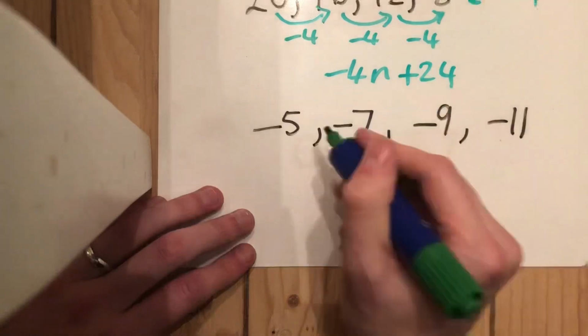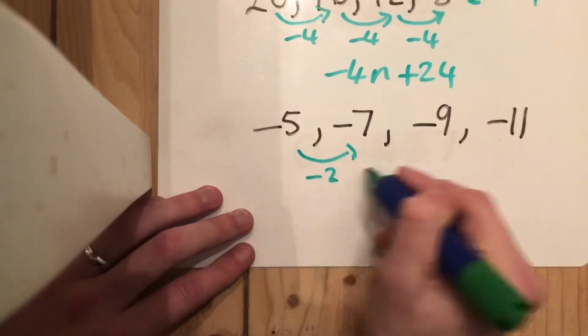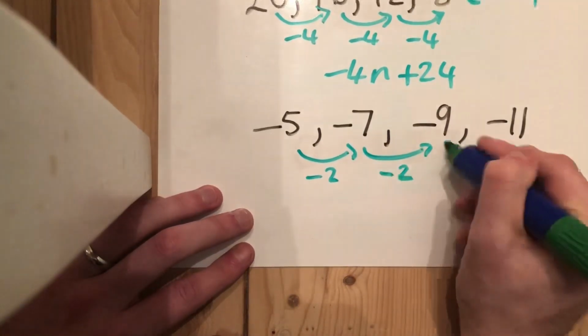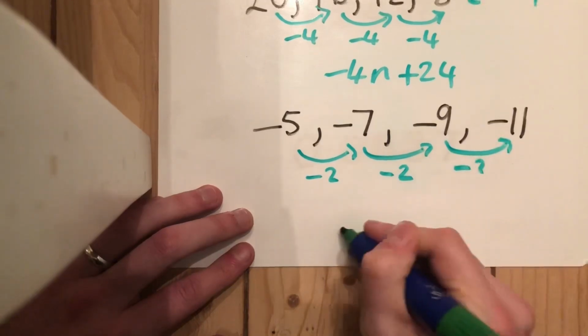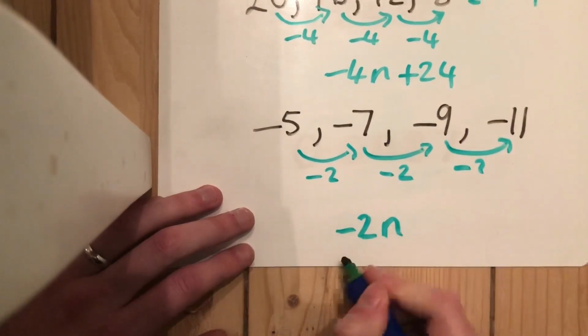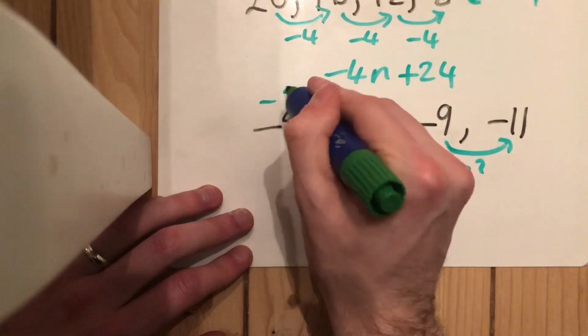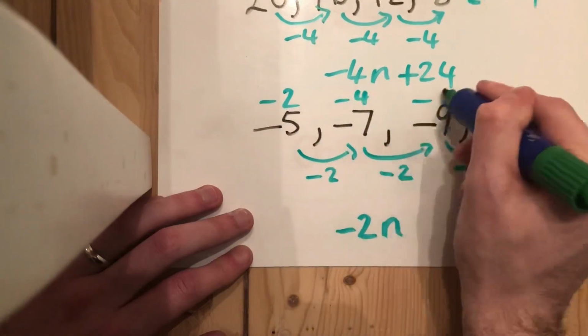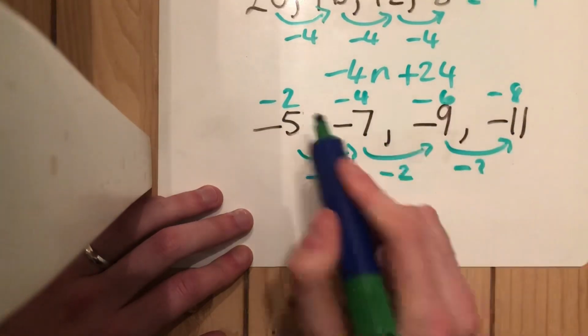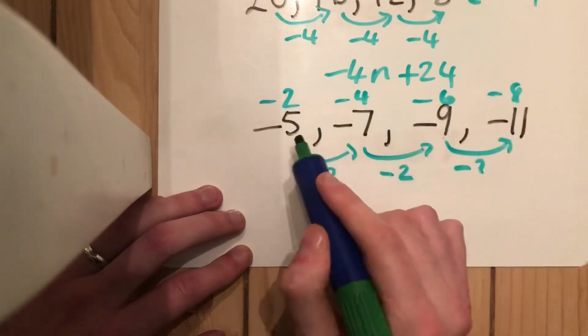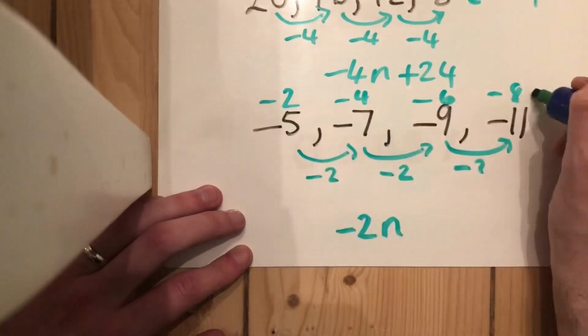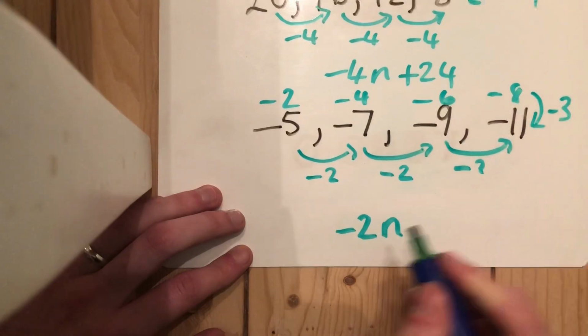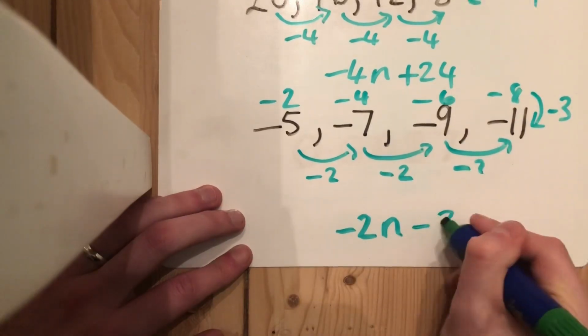For my next one, I work out the difference. Each time I'm taking away 2. So I can write minus 2n. That represents my minus 2 times tables. And what am I doing to my minus 2 times tables to get to my sequence? Well, I am subtracting 3, so it's minus 2n, take away 3.